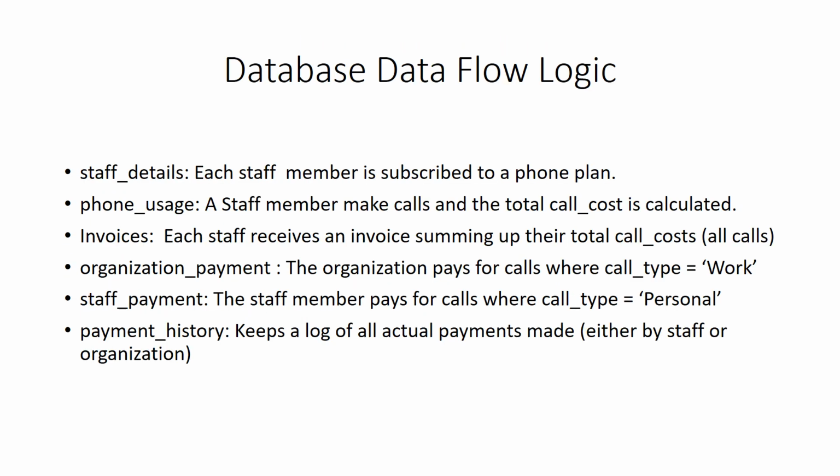I will give a brief summary of my database data flow logic, which basically translates into the business logic. So what basically happens is that each staff member is subscribed to a plan, and when a staff member makes a call, the total call cost is calculated and stored within the phone usage table. The table has logic that does the calculation, and the call can either be a personal or work-related call. Each staff receives an invoice summing up their total calls, and the organization is responsible for paying the amount due for work-related calls, and the staff member is responsible for paying the amount due for personal calls.